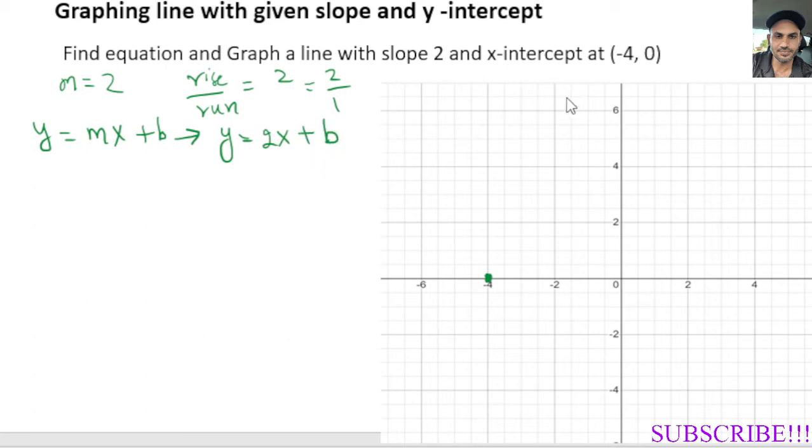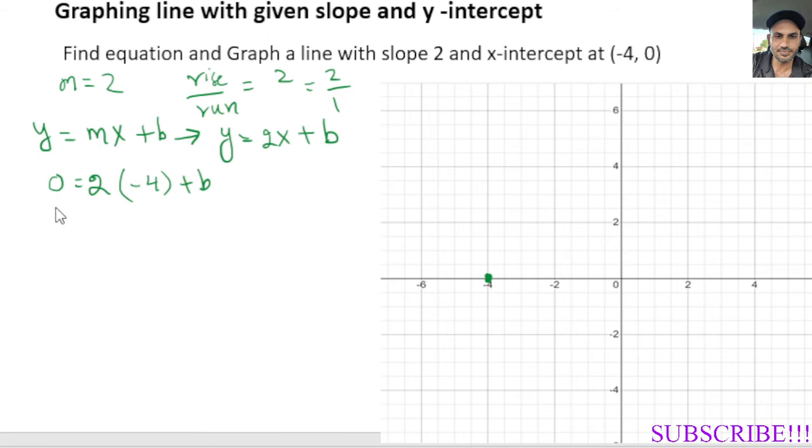But we don't know b, so we are provided one of the points, which is the x-intercept. So we can take this point and plug in the x and the y value for the y and the x here and solve for b. So that's what I'm going to do next. So for y, I'm going to plug in 0, and then we have m, 2 already there. And for x, I'm going to plug in negative 4 plus b.